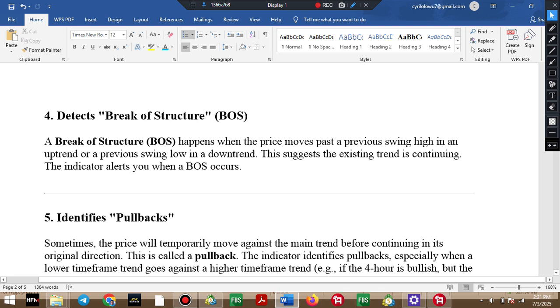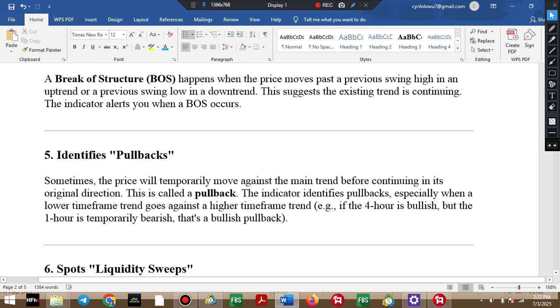Then 4, it detects break of structure. That means when there's a break of structure, the indicator is able to detect it. Exactly. A break of structure happens when the price moves past a previous swing high in an uptrend or a previous swing low in a downtrend. For those of you who are in the mentorship class, you know all these things, we have covered them already. This suggests the existing trend is continuing. The indicator alerts you when there's a break of structure. That means it sends a pop-up alert on your chart. Then it also sends a notification.